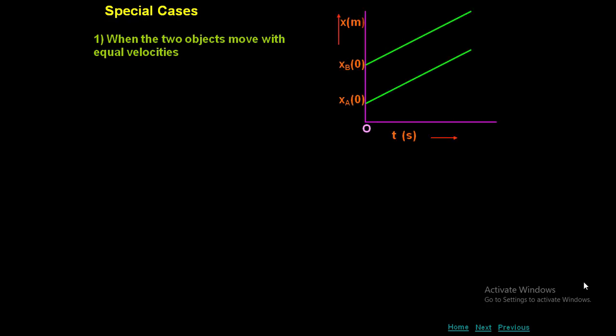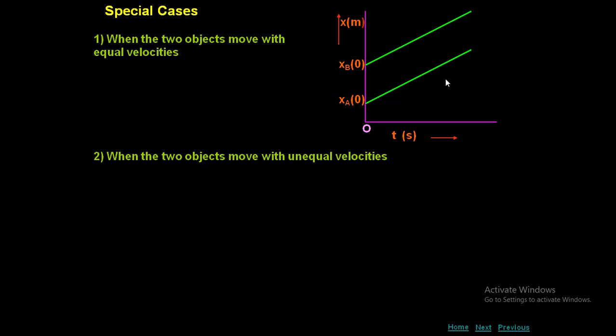Special cases. When two objects move with equal velocities, you can see in the graph both the bodies are moving with equal velocities, but the positions of object A and object B are different. If you want to represent the same with a position-time graph, you are going to have two lines parallel to one another at different positions.